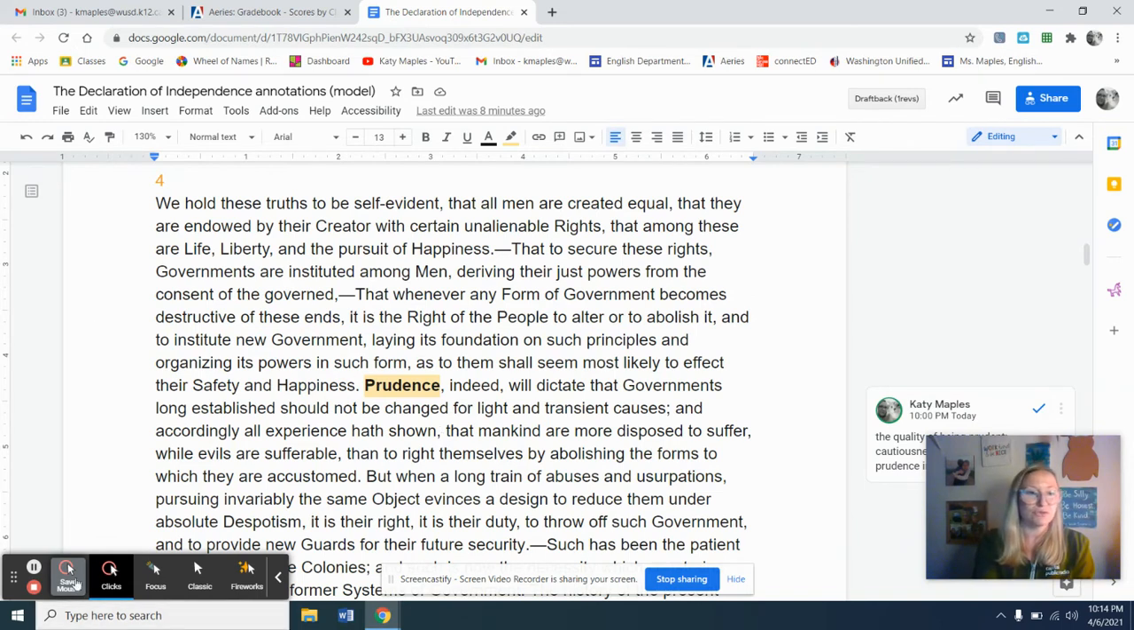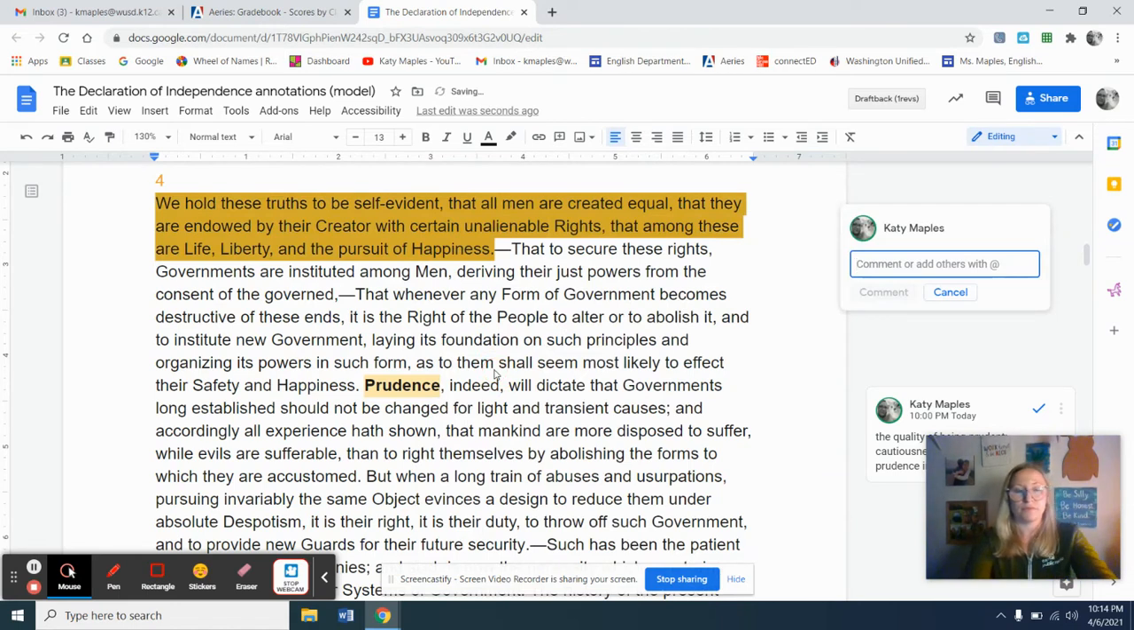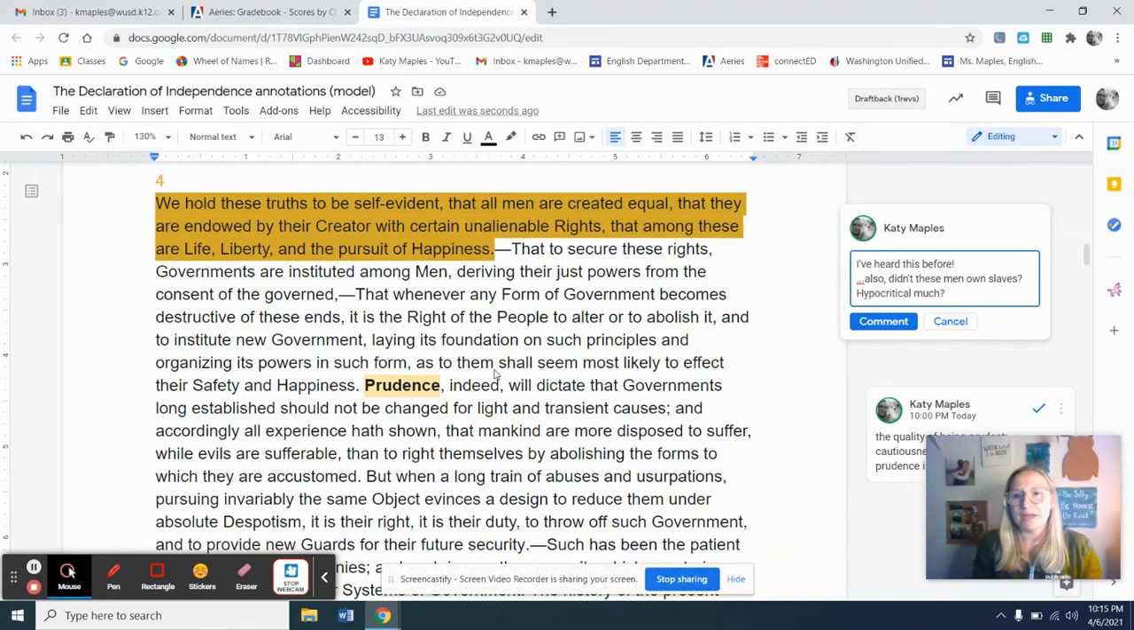So you might choose to write something like, I've heard this before, and then maybe something like, also, didn't these men own slaves? Hypocritical much? Right? If they're asserting that all men are created equal and they were given the rights to life, liberty, and pursuit of happiness from the Creator, from God, then isn't it pretty hypocritical to then enslave humans?